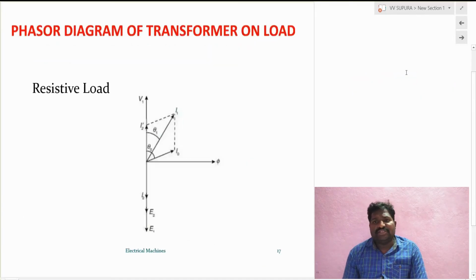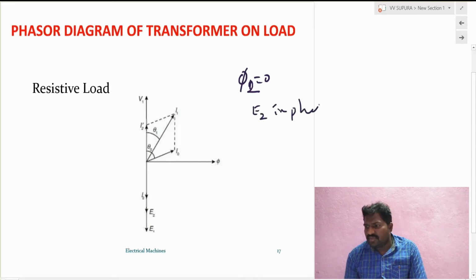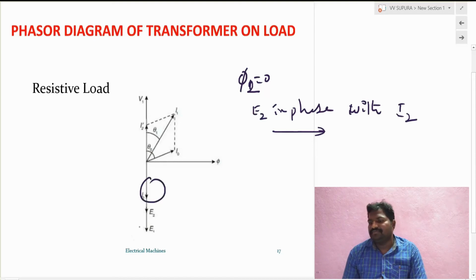When you take a resistive load, this is the diagram given for a resistive load. For a resistive load, phi 1 is also 0, and phi 2 is 0. Why? Because E2 is in phase with I2. In phase with I2, that is phi 2 equal to 0 for a resistive load. So you can mention I2 in phase with E2. This is for the purpose of a resistive load.